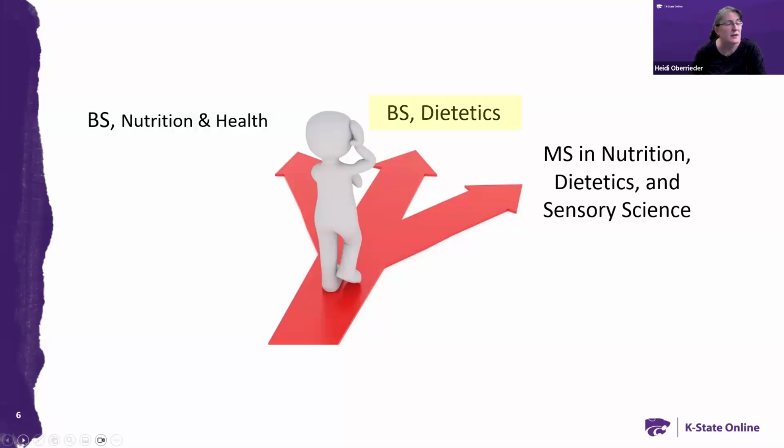The most important thing to realize is the BS in dietetics is the one you need to do if you're seeking to become a dietitian, if you want to earn that RDN credential. Now, there is a way to do that through the BS in Nutrition and Health, but that's kind of a new route, and it's not the clearest route for most people. But when you start talking to your advisors here, we can pin some of that down. So really at K-State, the BS in Dietetics is the best pathway if you're seeking to become a dietitian.